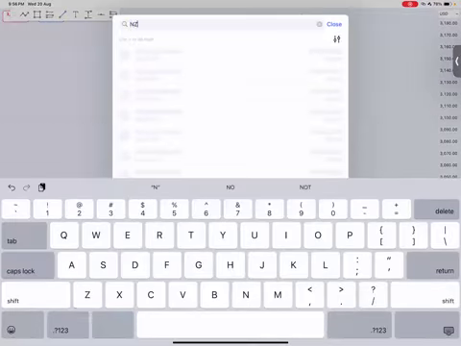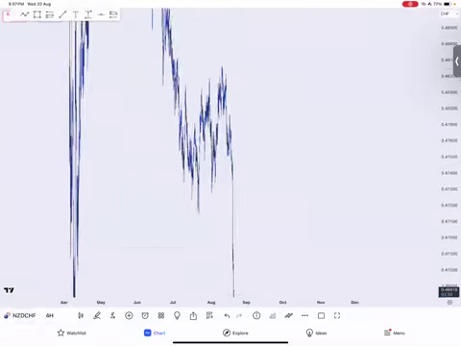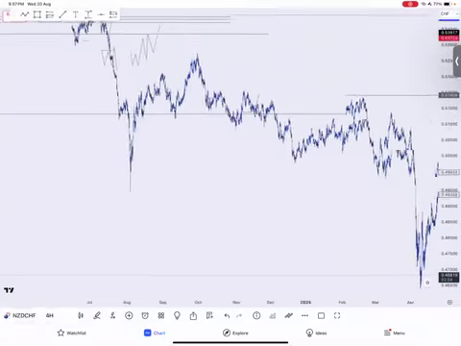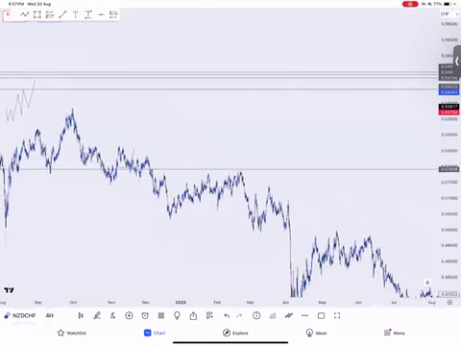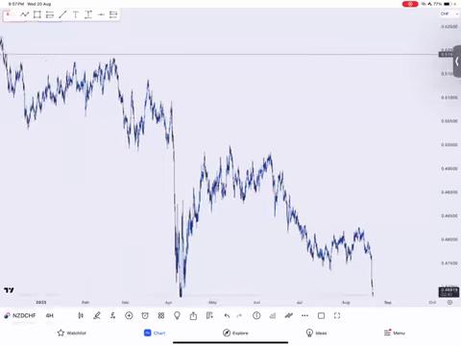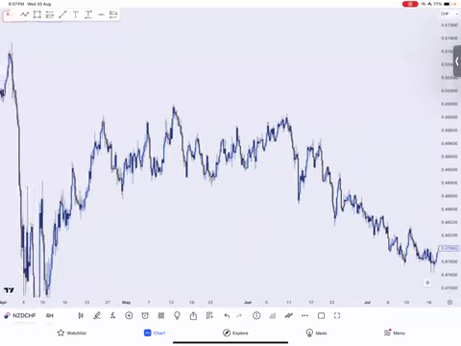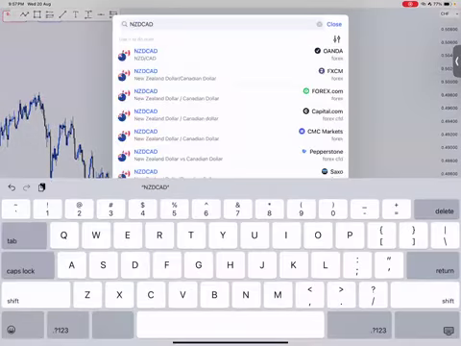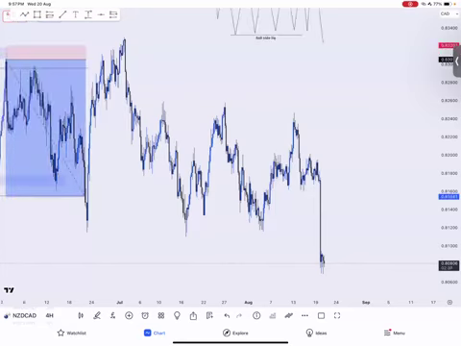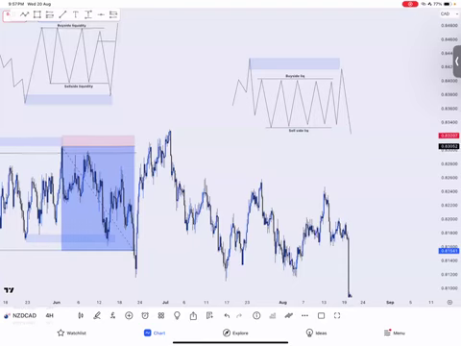I think there's a pair that I have that on. Let me see if I can get it. I used it here. So this is a ranging liquidity.